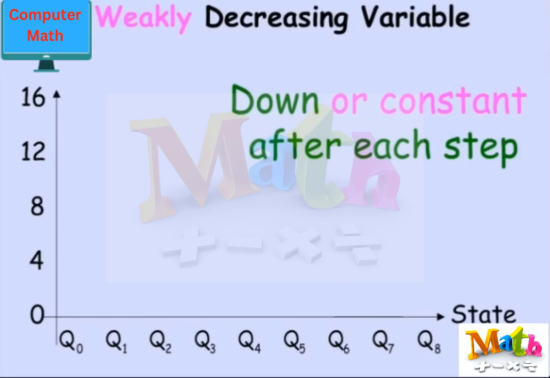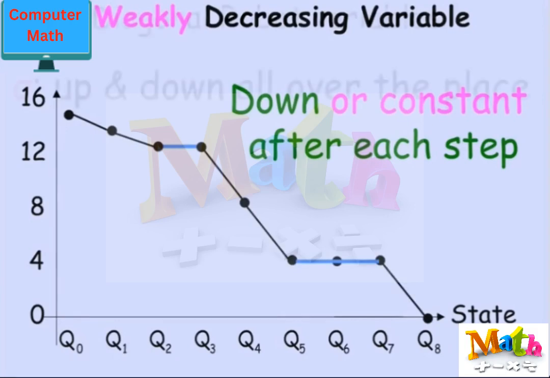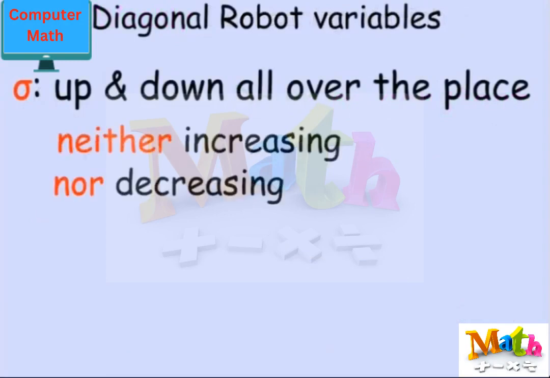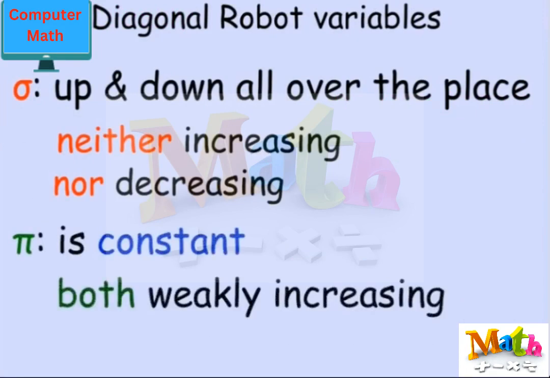A related idea is a weakly decreasing variable. These are not necessarily useful for proving termination, but they are often useful, as you'll see as we progress through the term, in examples where it helps you analyze the behavior of the algorithm. So a weakly decreasing variable is one which goes down or stays constant. It never gets larger. So if we look at the example of sigma, the sum of the coordinates, that's up and down all over the place. It's neither increasing nor decreasing.